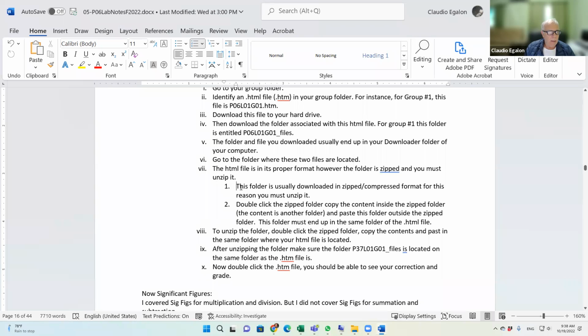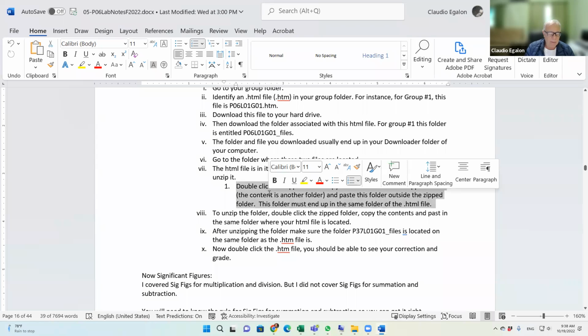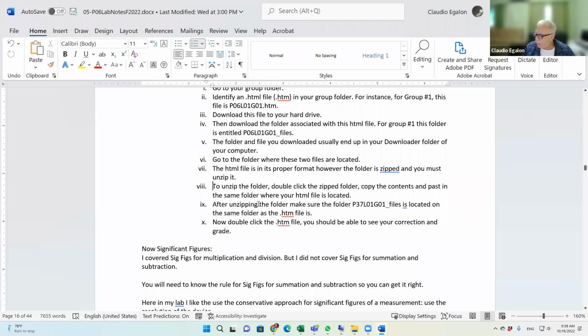Okay, unzip it. Here you go, double click the zipped folder. Yeah, it's already here. I don't need that. Oh gosh, I'm putting additional stuff that was unnecessary. Double click the zip folder and take it out. Copy the content and paste it in the same folder where your HTML file is located. And don't forget, it should be P06 L01.